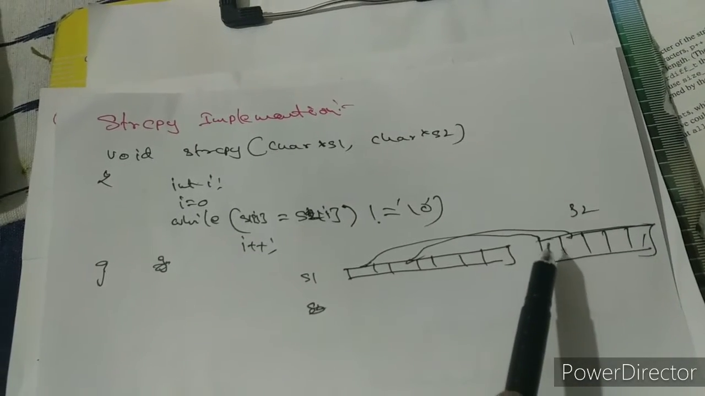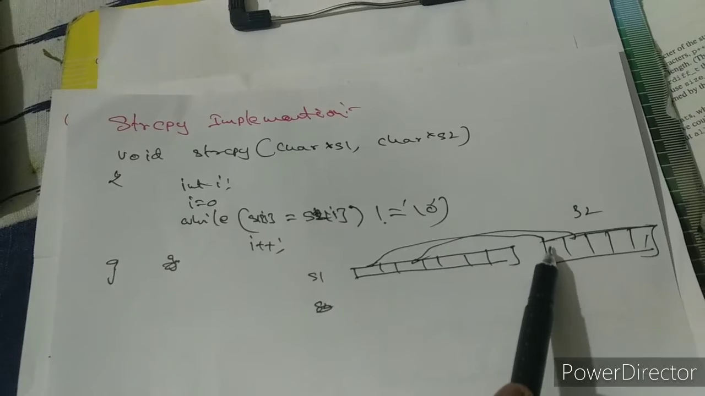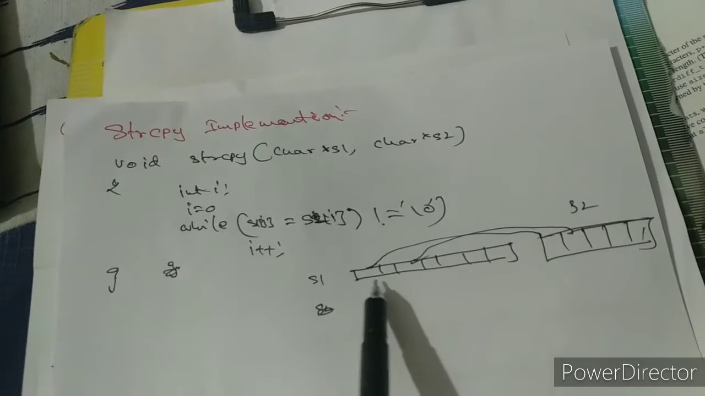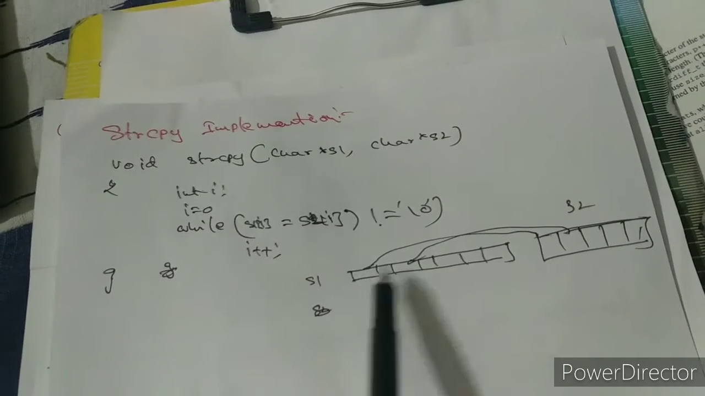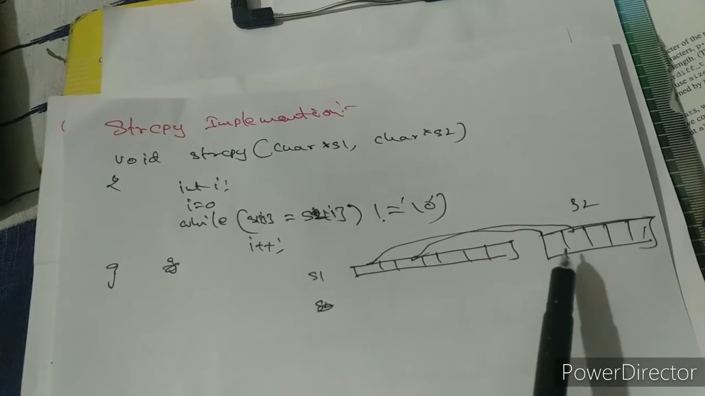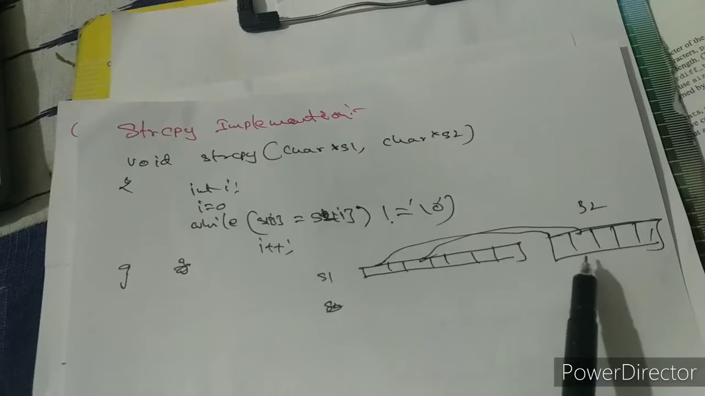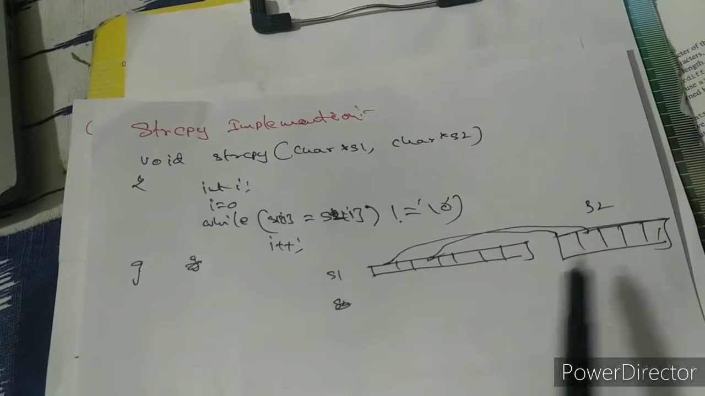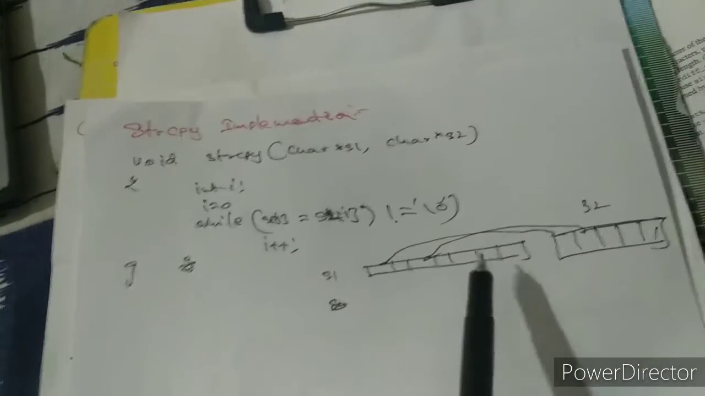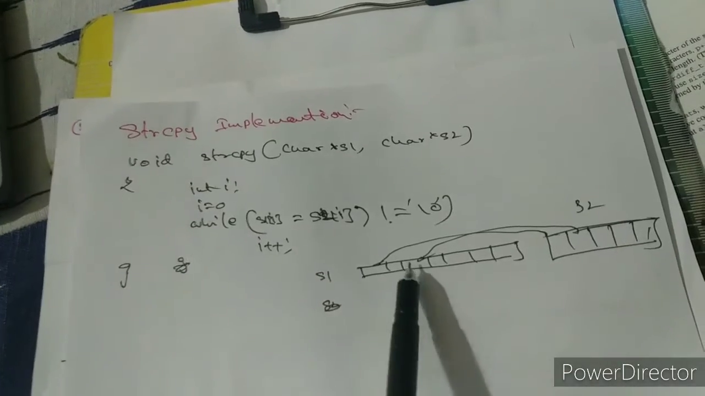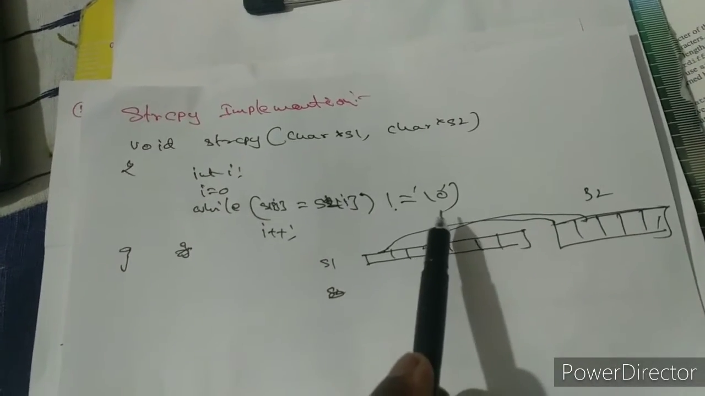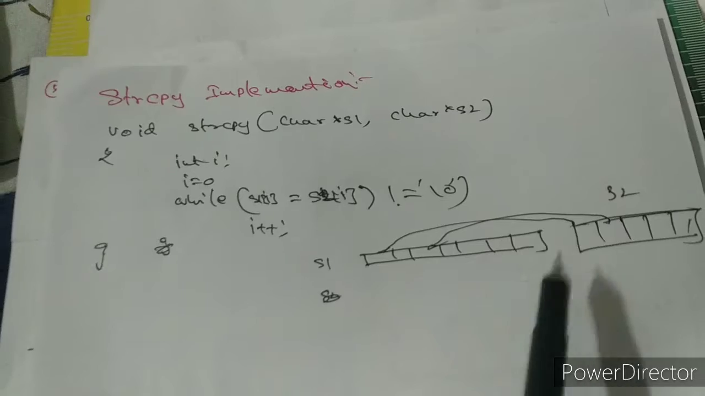Here, the first time it will increment and copy from s2 to s1: s2's first position to s1's first position, s2's second position to s1's second position. Like that, all characters will be copied from s2 to s1 until the terminating null character. This logic is very simple.